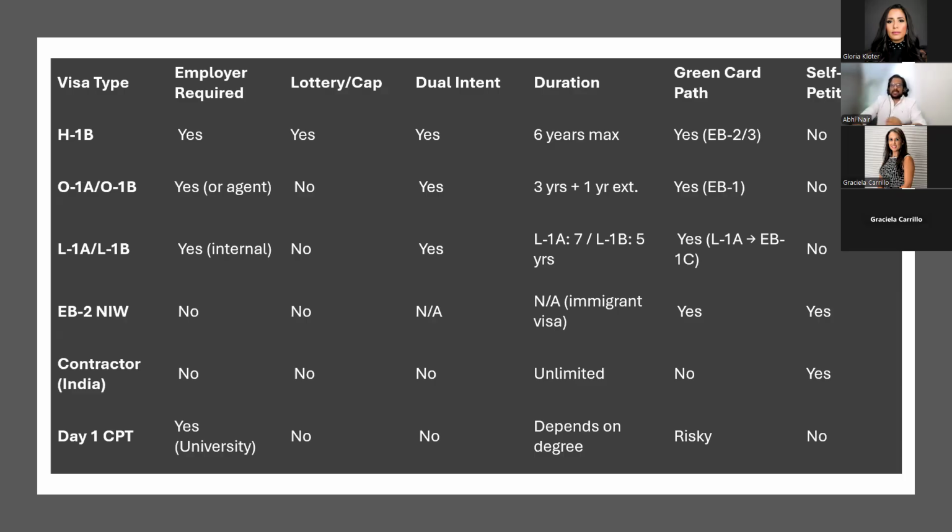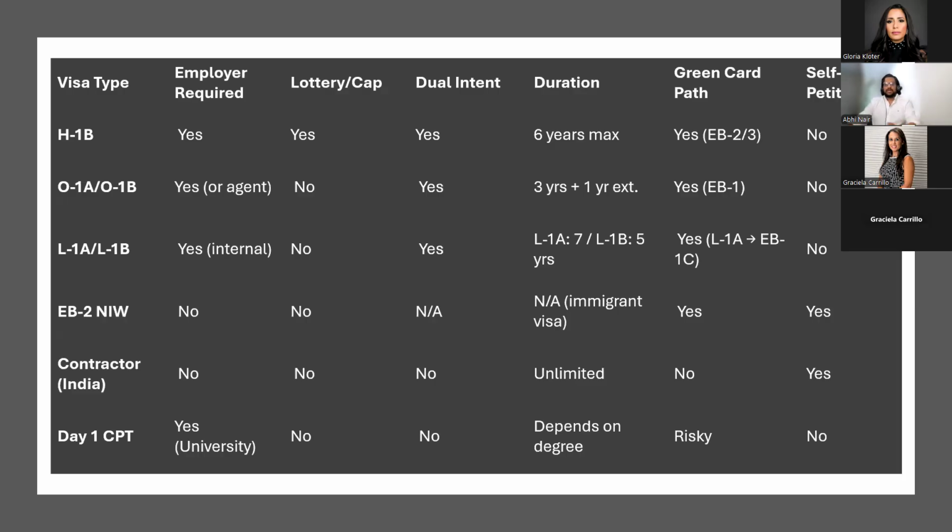EB-2 NIW is a self-petition green card path. It doesn't require a job offer, employer sponsorship, or labor certification. If your work is of national interest, this can be one of the most powerful options, especially for researchers and public sector professionals. For those returning to India, working as an independent contractor is a flexible and high-earning option.